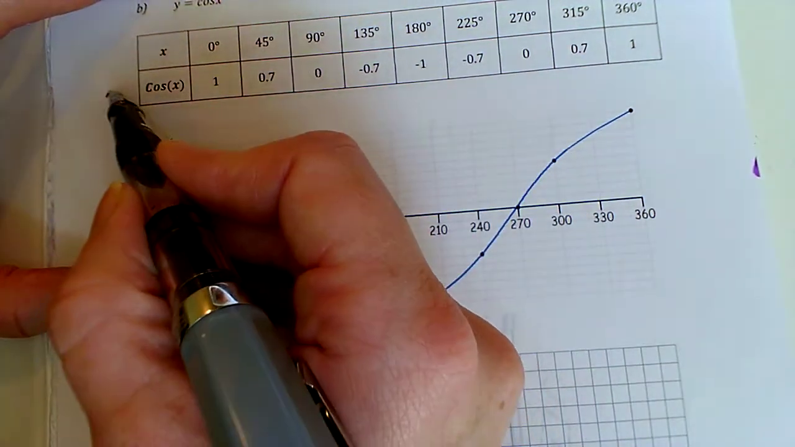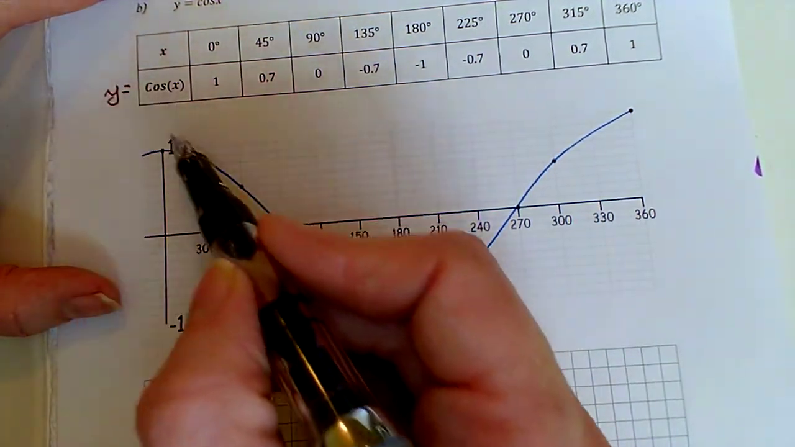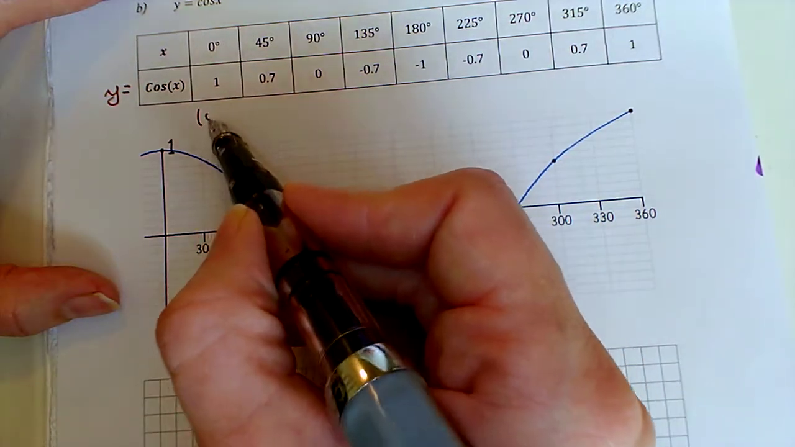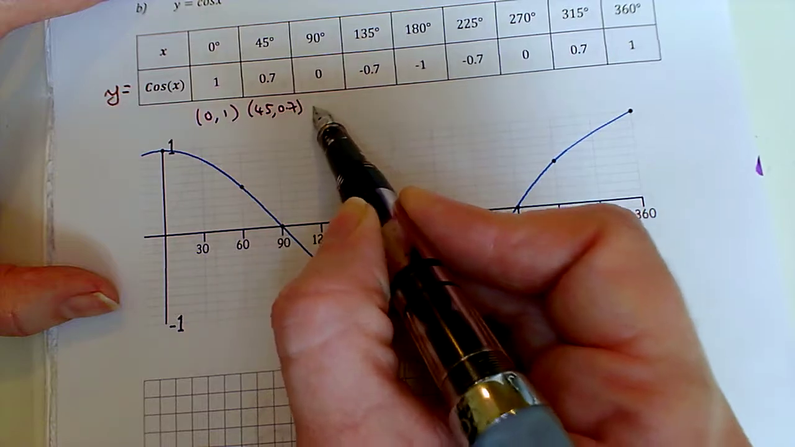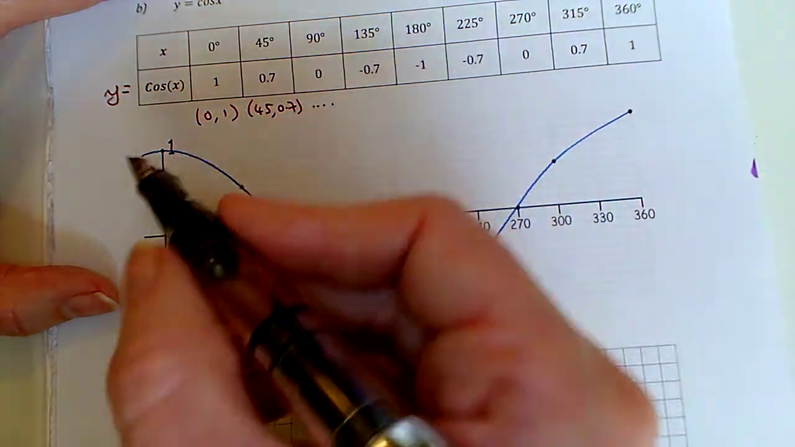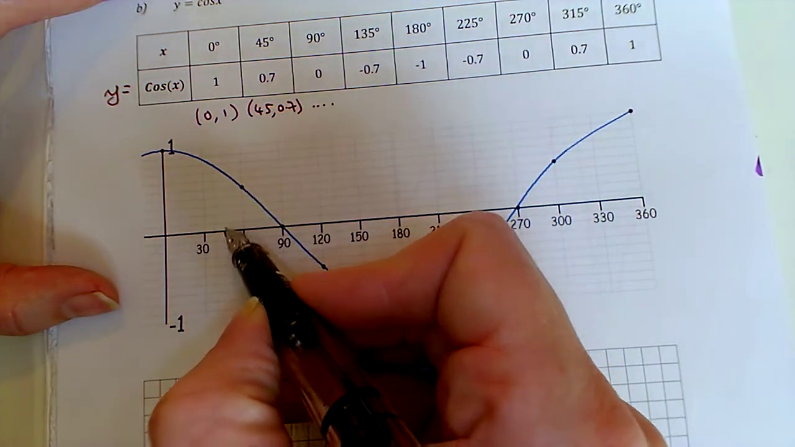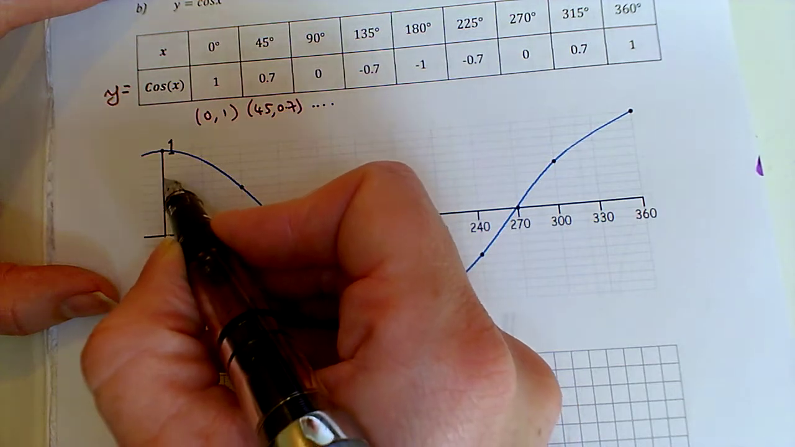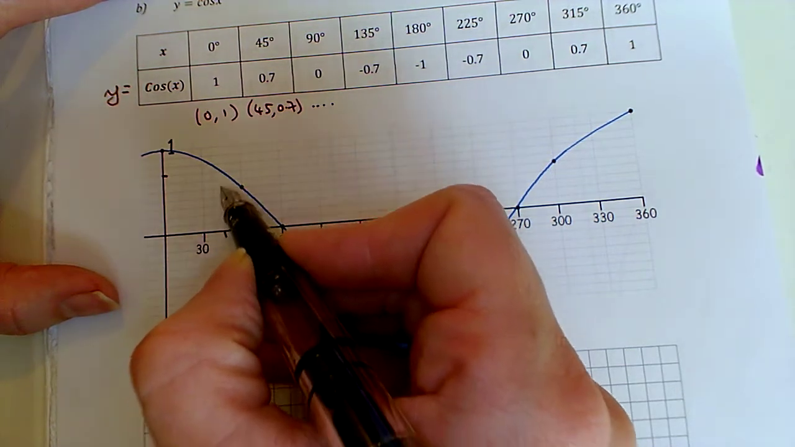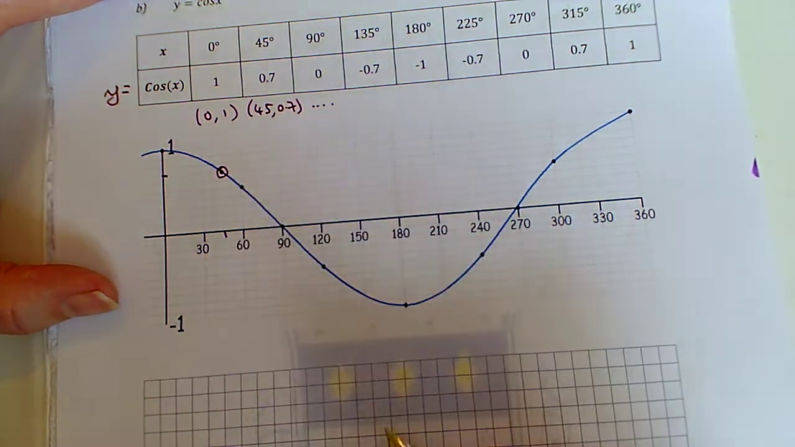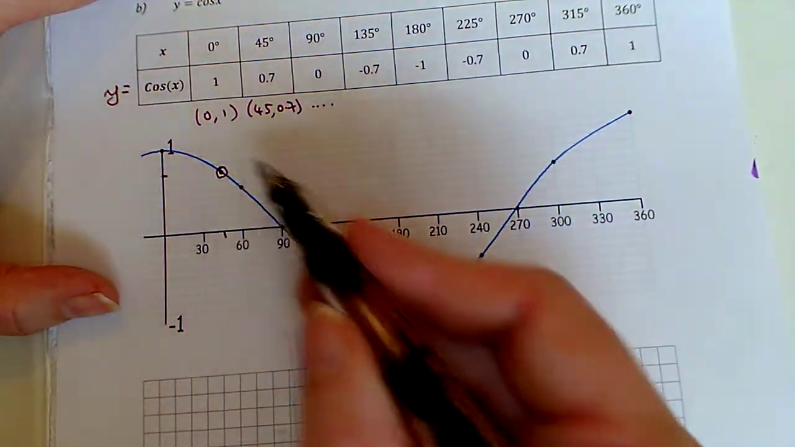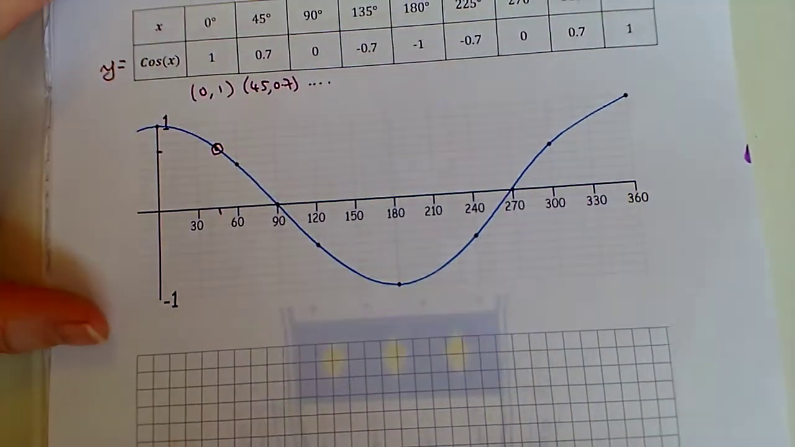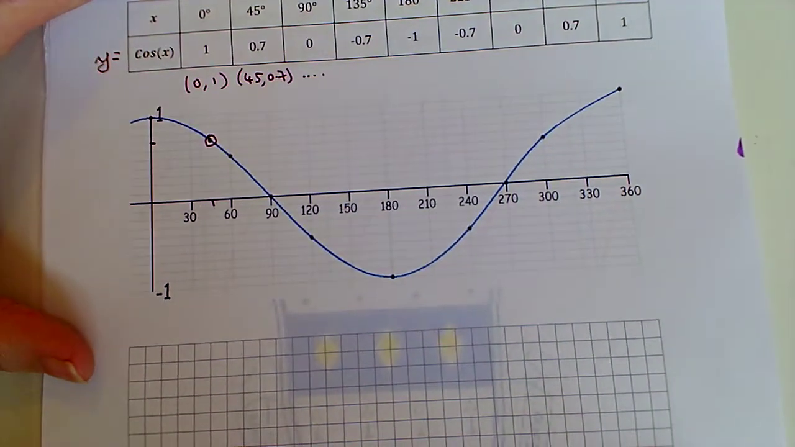So our output is always the y value. So we get these points. We get the points 0, 1, 45, 0.7, etc. We plot those points. 45 would actually be here. 45, 0.7, just to show that that is on the graph. And we have the same kind of smooth curve as we had described for sine of x.